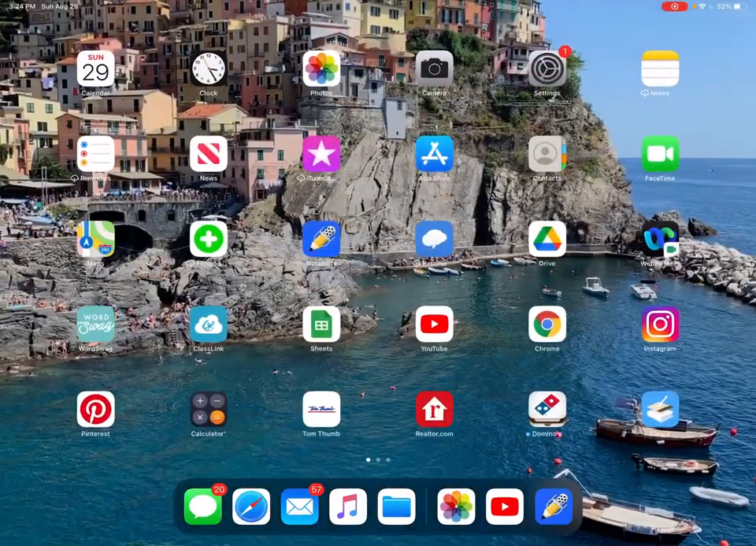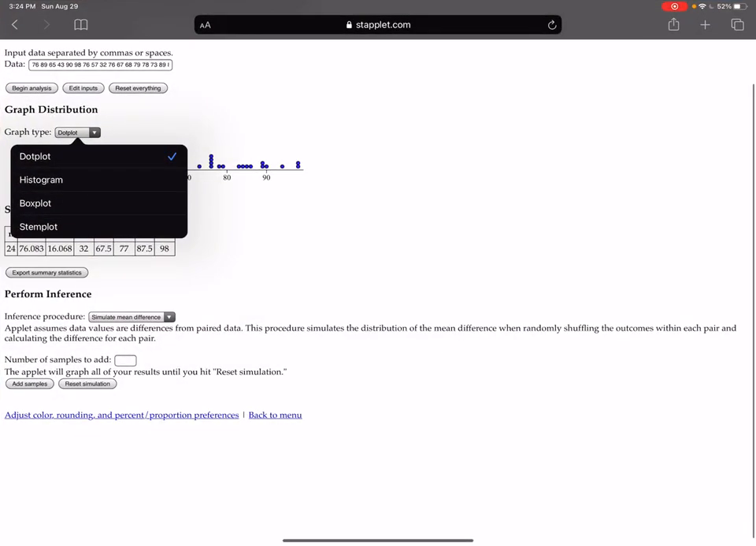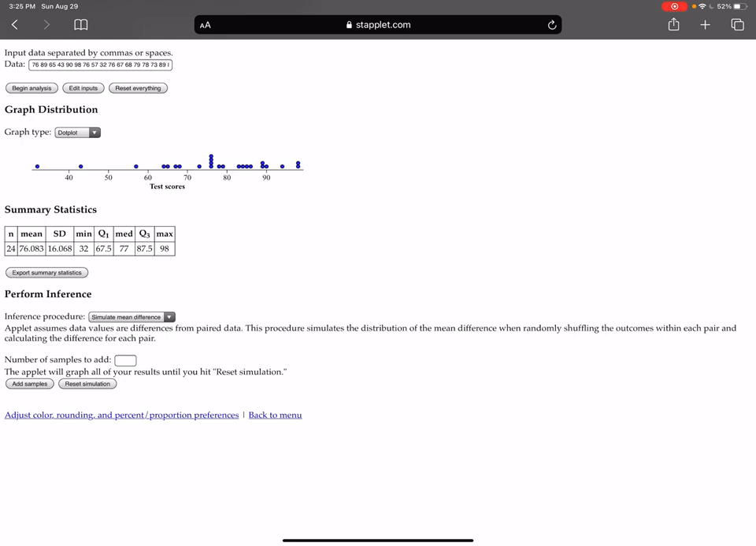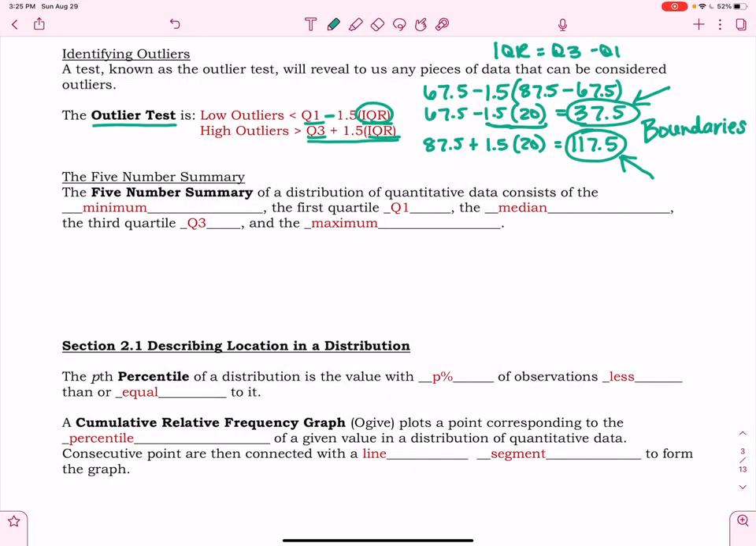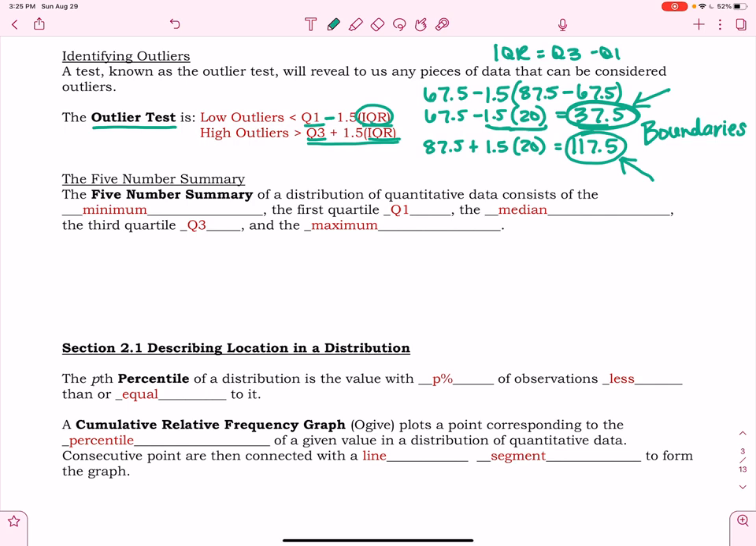So going back to our data, I want you to notice that this low value right here, the minimum, you can see it in the summary statistics, is 32. So 32 is lower than 37.5. So the set of data I showed you does in fact have a low outlier. 32 is below 37.5, so that piece of data qualifies as an outlier.